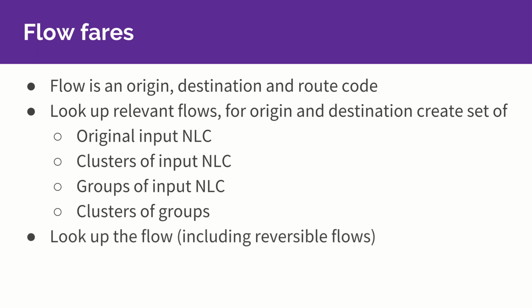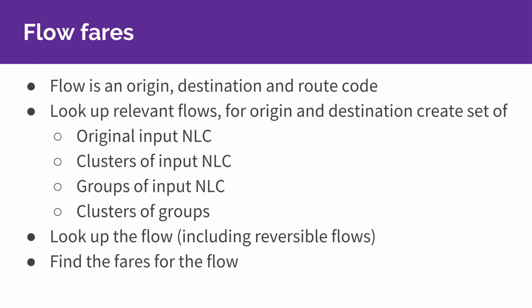Now that we have these two sets of origins and destinations, it's just a simple lookup because the flow has an origin and a destination. The only thing that I would say is not so simple is that sometimes the flows are reversible. So there is a reversible flag on each flow, and if it is set, then you can check if your origin is actually a destination and your destination is the origin, and vice versa. Anyway, once you've got the flow, it's actually relatively easy.